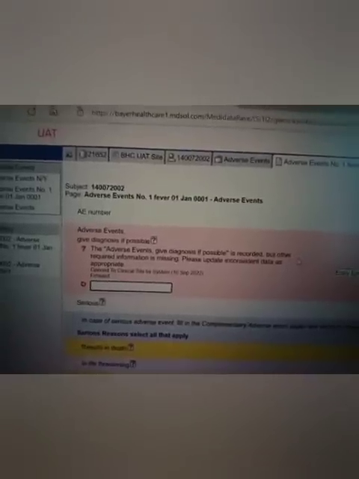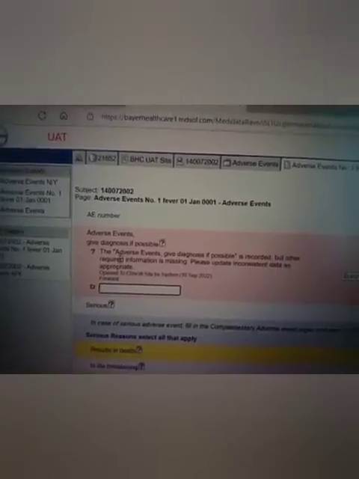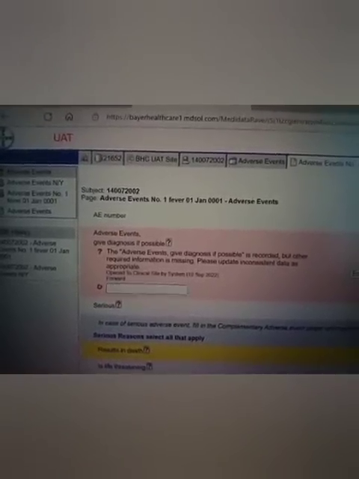So this is the query. Generally, this is a system query. We have two types of queries: one is a manual query, the second one is a system query. This is a system query. The adverse event diagnosis is recorded, but other required information is missing. Please update inconsistent data as appropriate. What does this mean? This is a pretext field. If you enter this field, then see below, this information needs to be entered. This is the query text the system has fired.